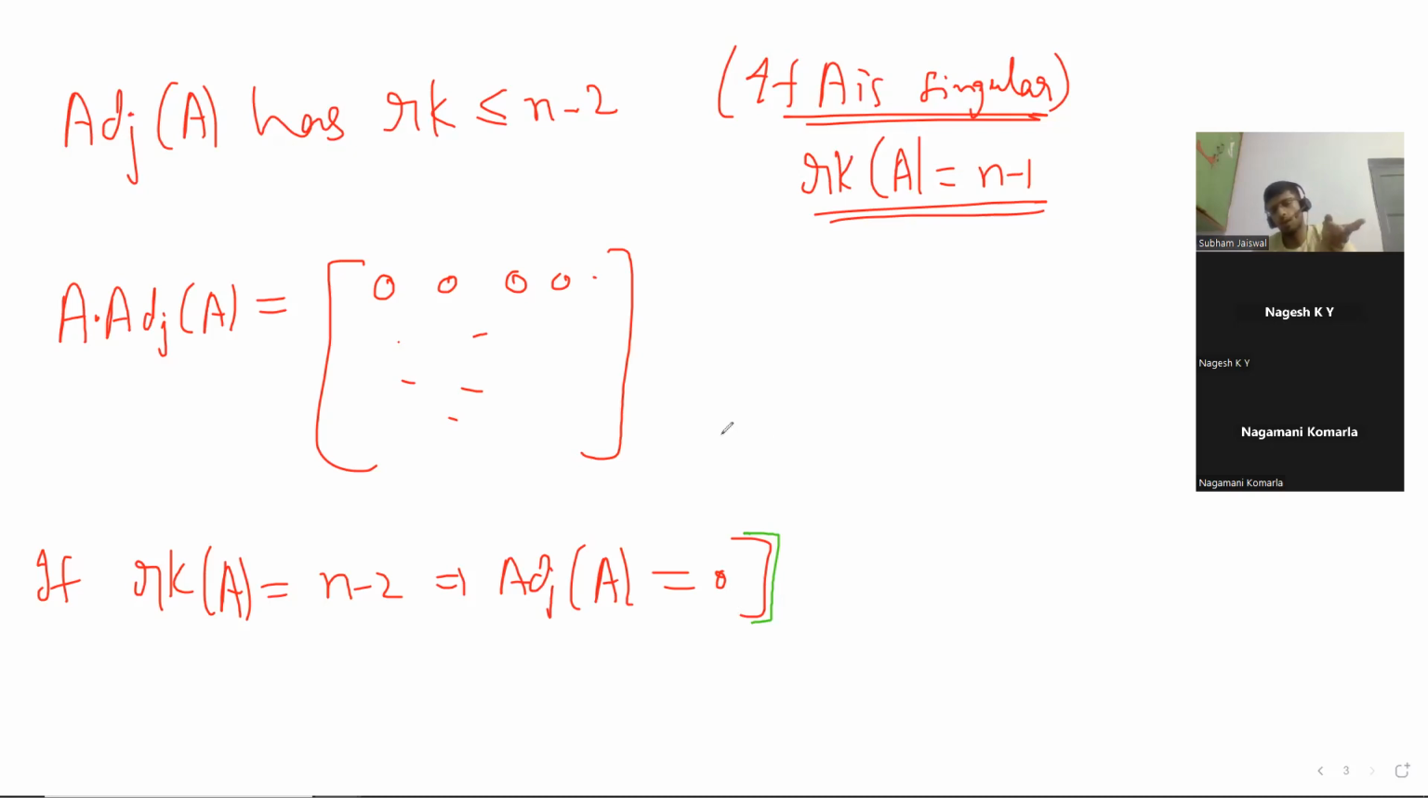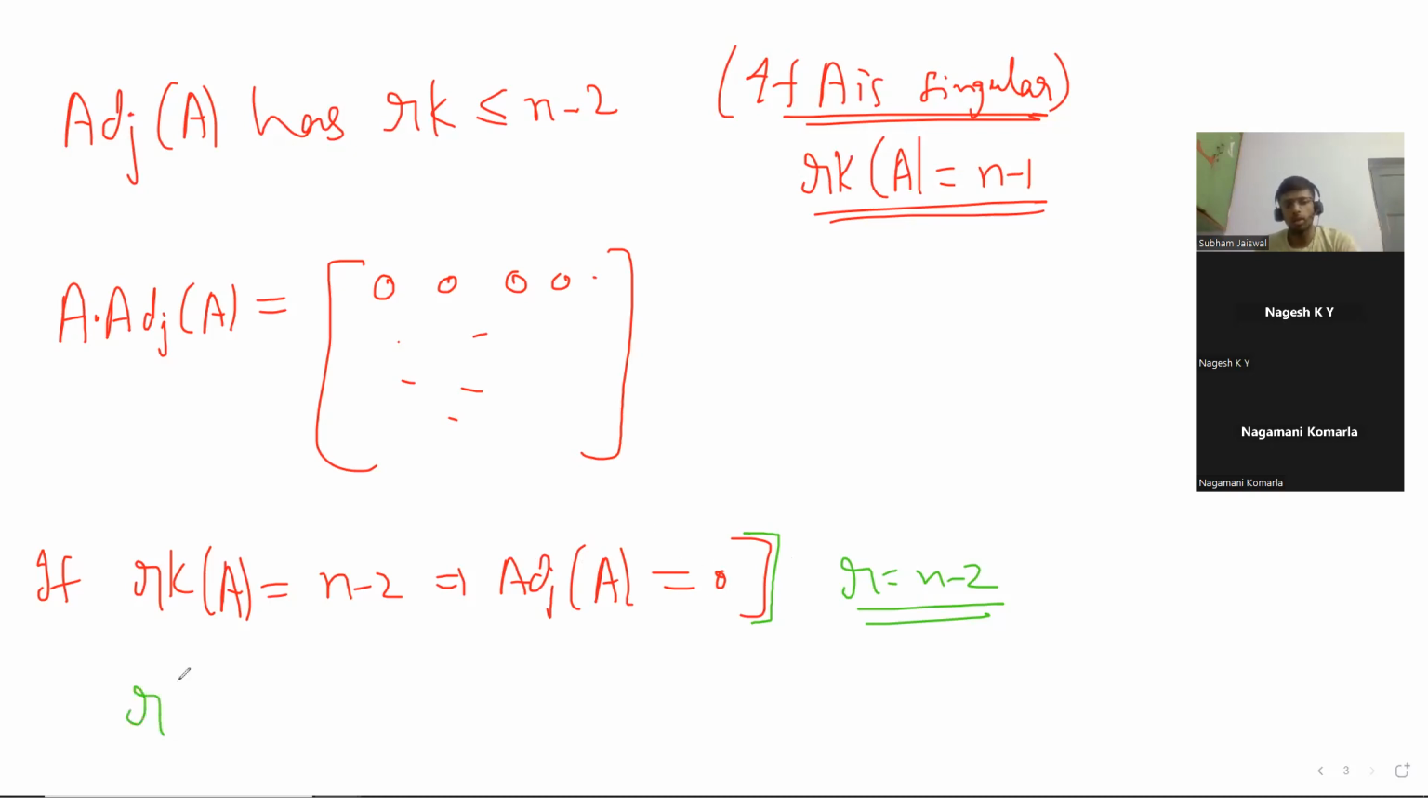So the R equal to n minus 2 case is this basically. Do you see why this is true? If the rank is n minus 2, it means any n minus 1 rows will be dependent, so the determinant will be 0, and those are what the entries of the adjoint of A are. So that is done.